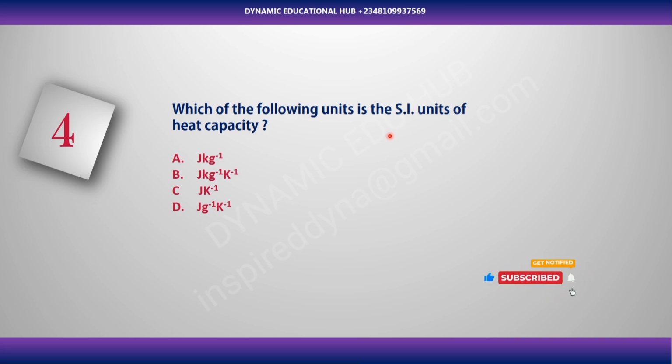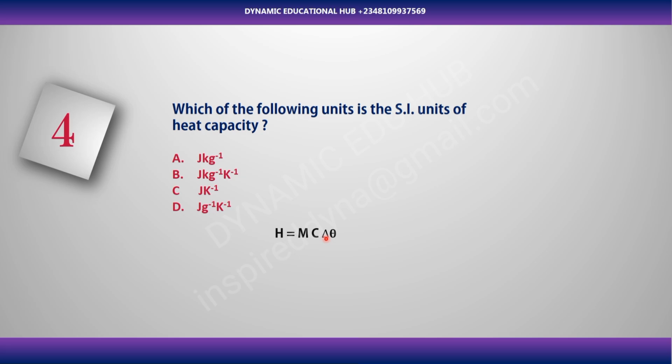So the next question, which of the following units is the SI unit of heat capacity? Now what is heat capacity? This is the amount you need to increase the temperature of anything by 1 degree Celsius or 1 Kelvin. The amount of heat that is needed to increase the temperature of a substance, of a body, of a material by 1 Kelvin or 1 degree Celsius is known as heat capacity. Heat energy is mass multiplied by specific heat capacity multiplied by change in temperature.